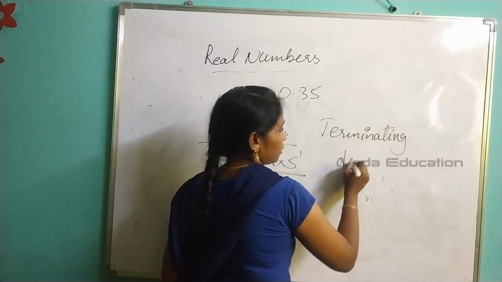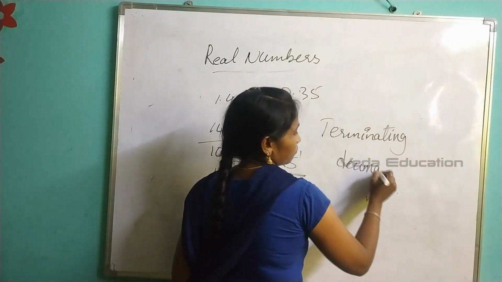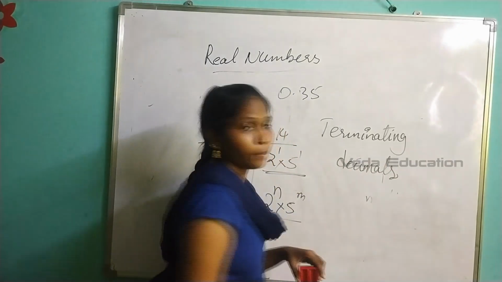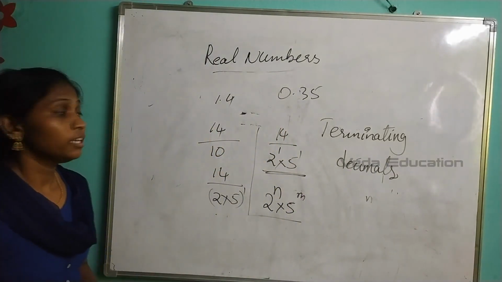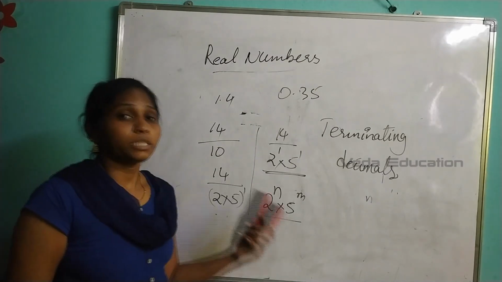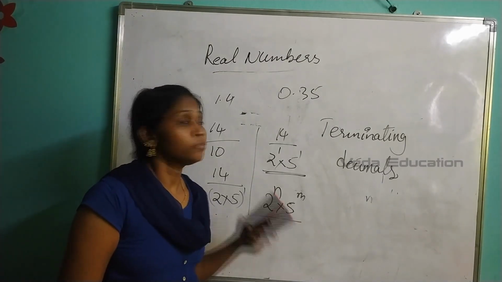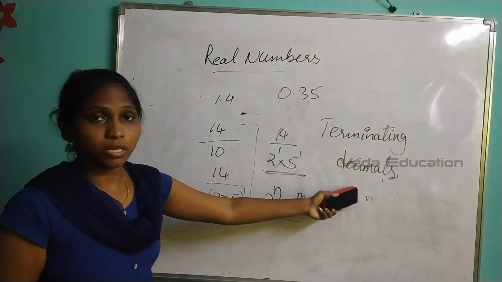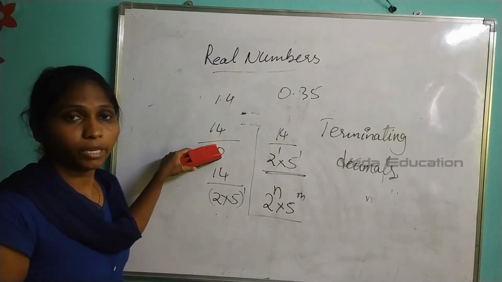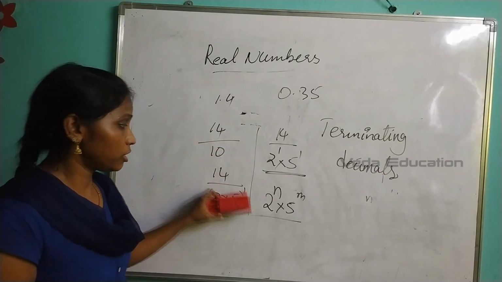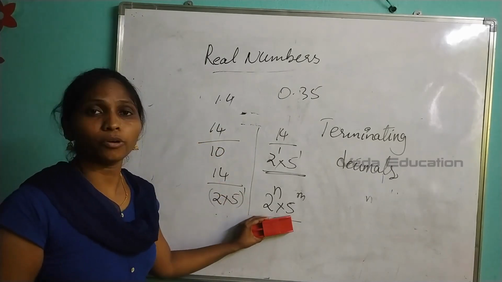Terminating decimals. These numbers are terminating decimals. So from this we can say that if x is a rational number with a terminating decimal expansion, we can write it in the form of p by q, and the prime factorization of q is in the form of 2 to the power of n and 5 to the power of m.